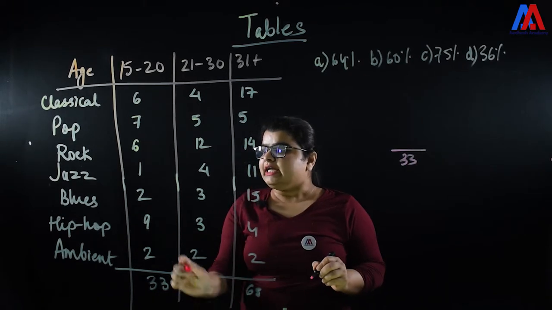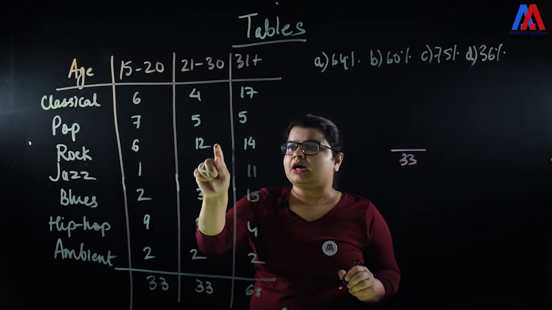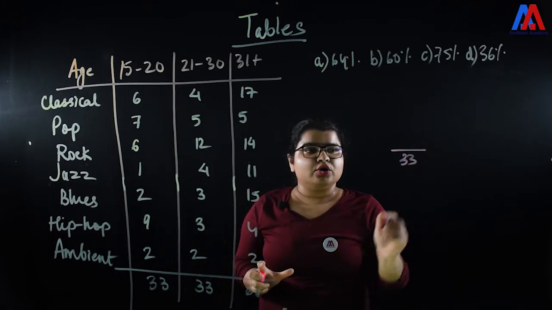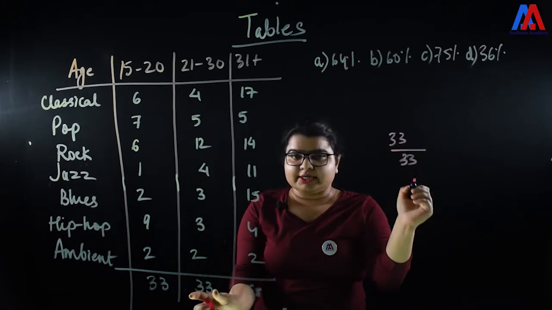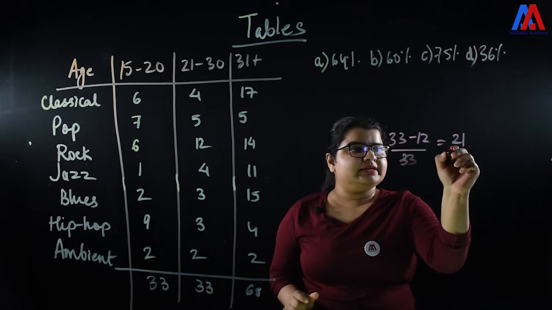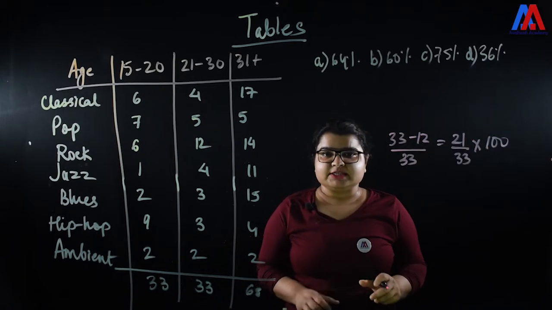And next we will find the people who don't like rock. Now, people who like rock are 12, thus the total people who do not like rock would be the total, that is 33, minus the ones who like rock. So here we get 21 upon 33, and we will multiply by 100 to find the percent.